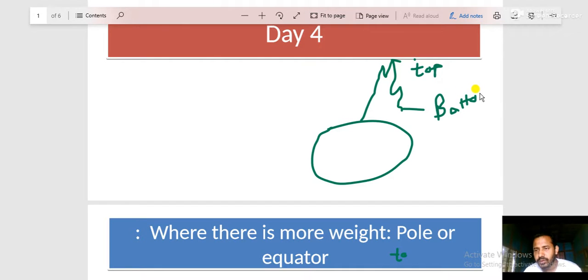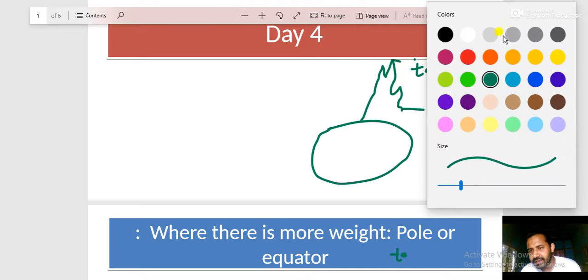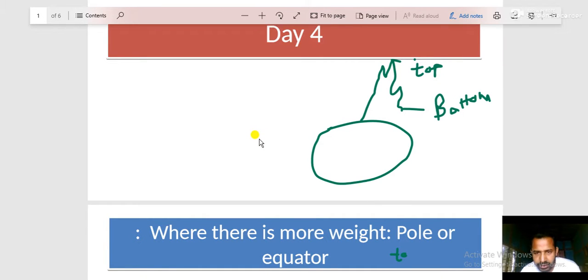What we have learned, now we will finalize where there is more g. We know g is inversely proportional to r square. Radius means the distance from the center of the planet to the center of the object. This is the center of planet, and the top of Everest means this one, and bottom of Everest is this one. Now let's draw a line. I am making this figure just to realize how we can answer. Don't write everything while answering that question.